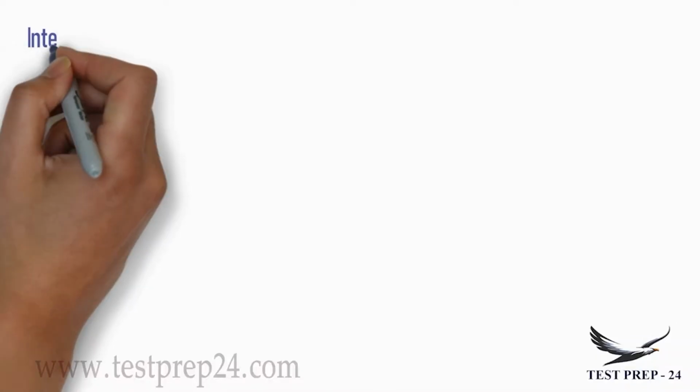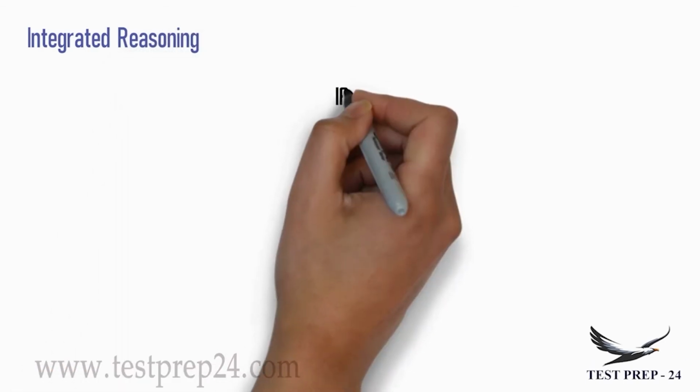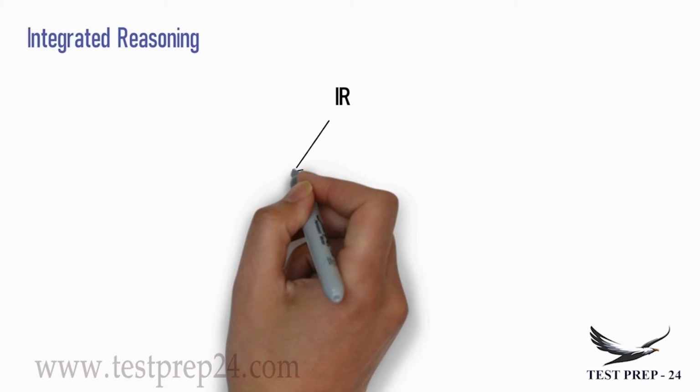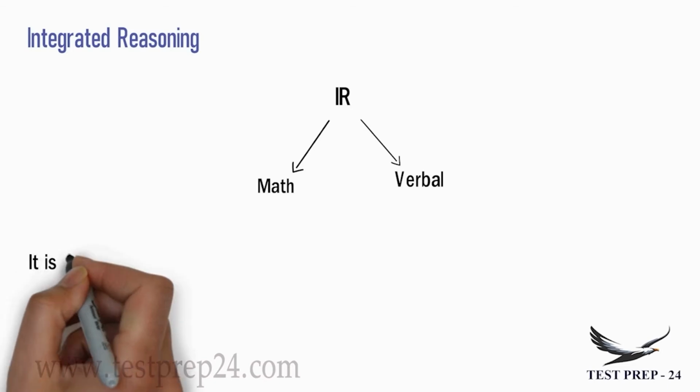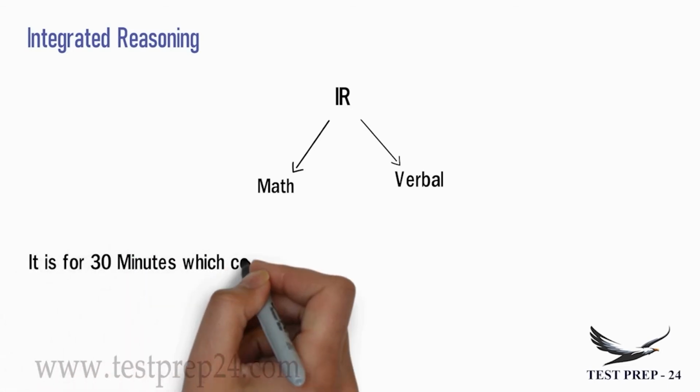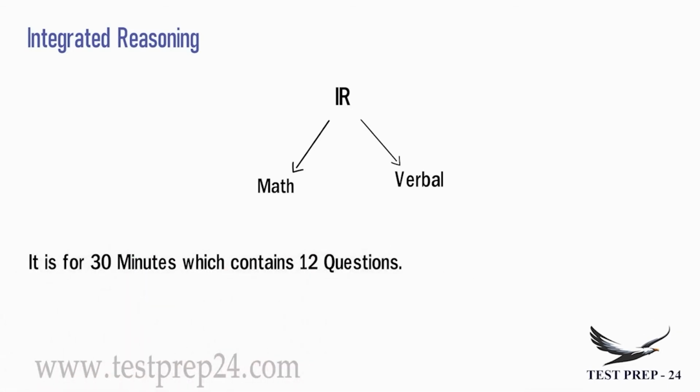Coming to the last part, what integrated reasoning is. Now, in integrated reasoning, there will be two things. There will be maths and there will be verbal section. Now, I will tell you a few important points which you have to keep in your mind while you are solving your IR questions. This section is for 30 minutes and it contains 12 questions.